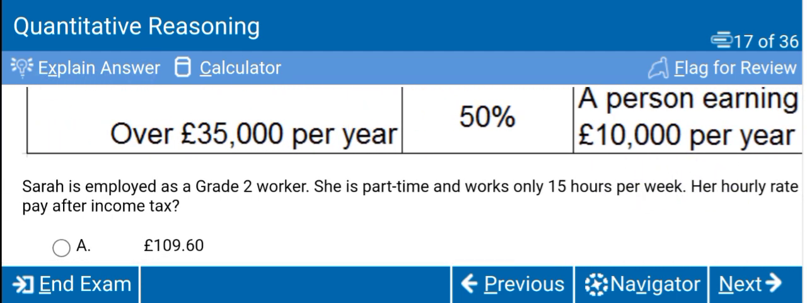So the question is that Sarah is employed as a grade 2 worker. She is part-time and works only 15 hours per week.